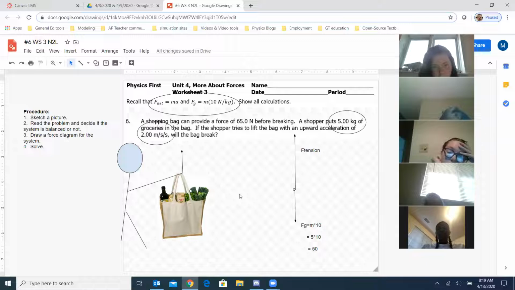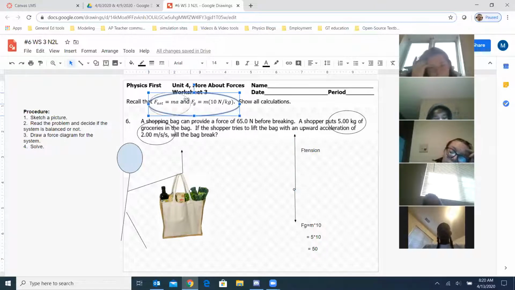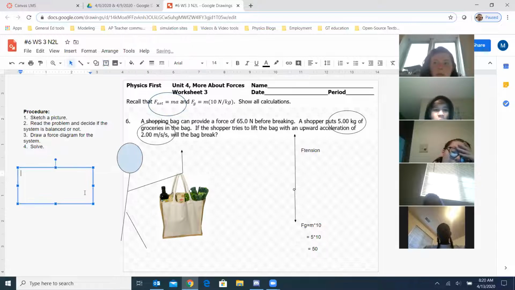Okay, notice it's not balanced. So this tension force is not going to be 50. It's going to be more than 50. To figure out how much more it is, I have to figure out the net force. That's the m times a. So I'm going to do a little side calculation here.